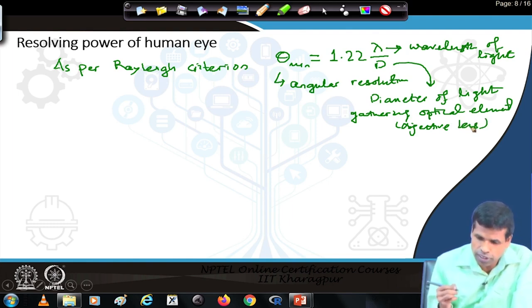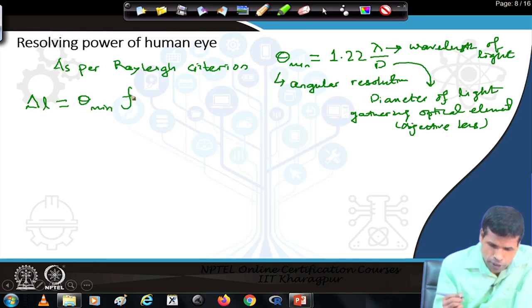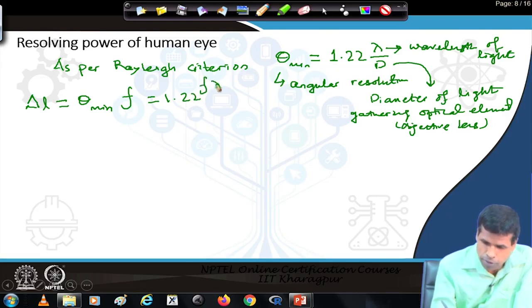This angular resolution theta minimum can be converted to spatial resolution by multiplying with focal length f. So, we can write that del L is equal to theta minimum into f, where f is the distance between the object and the objective lens or our eye, which is equal to 1.22 f lambda by d. This is our spatial resolution.